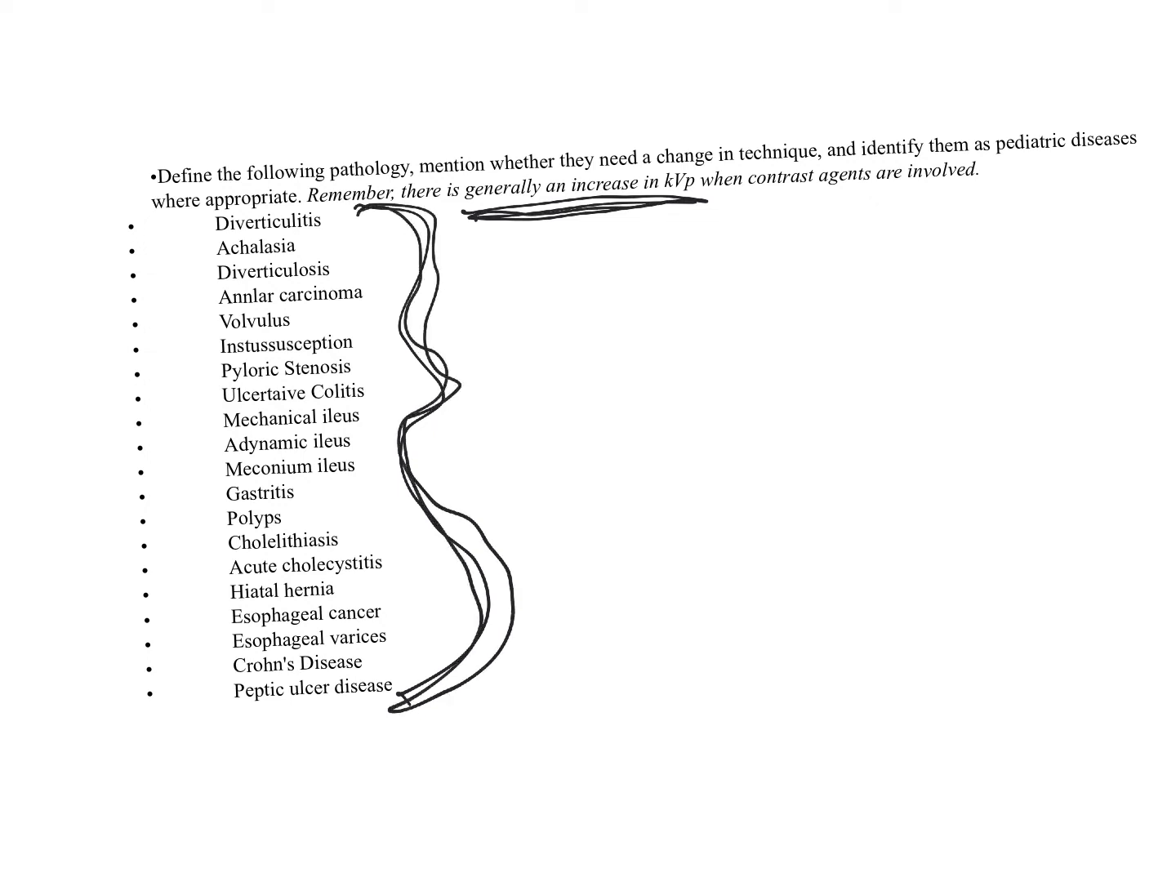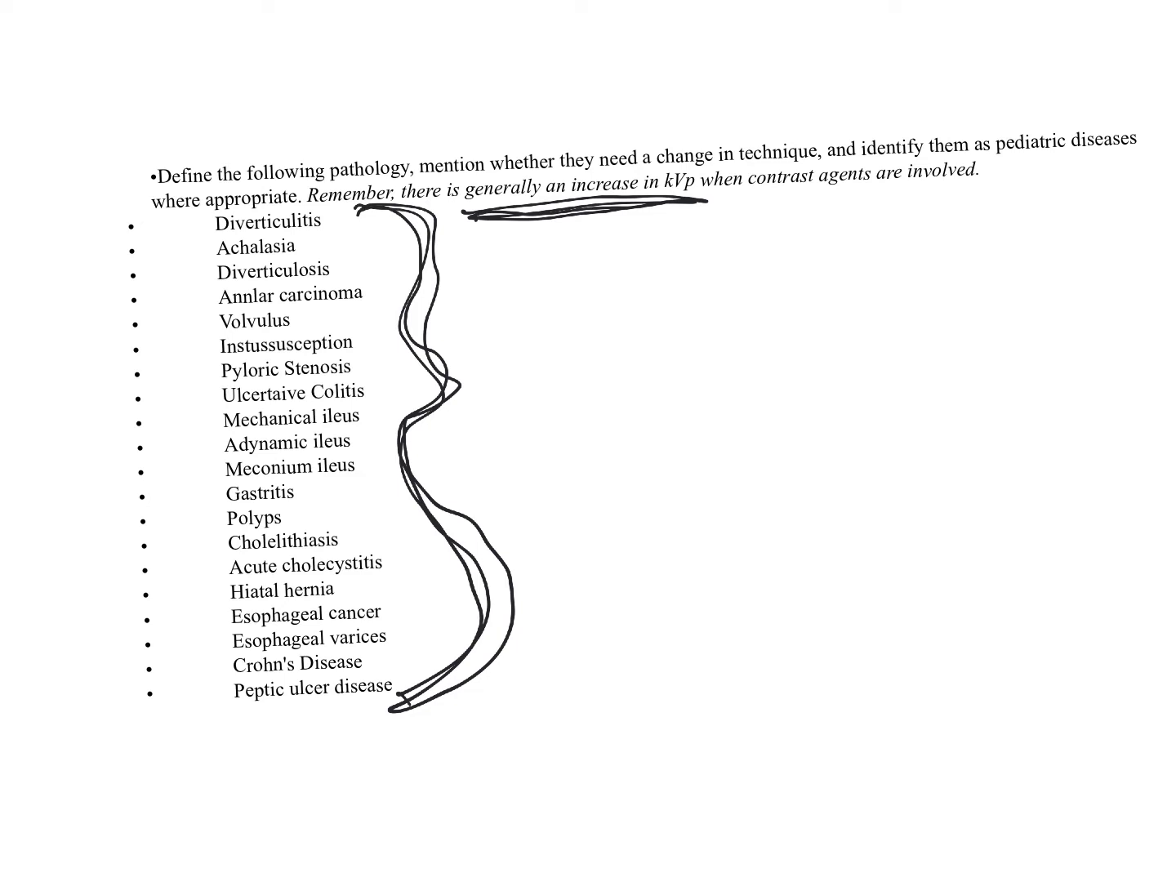Now, on the PowerPoint, I've done something differently than in previous weeks, which is I haven't put the up or down arrows generally, because for all of these pathology, we generally just increase KVP. If you'll remember, for this area of our body system, all of the tissues are relatively the same. So they kind of show up the same on an x-ray.